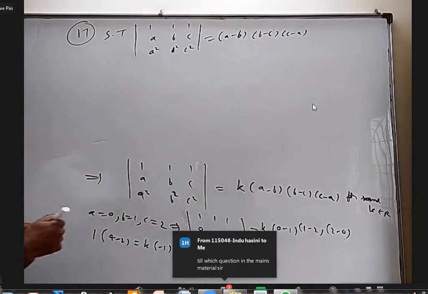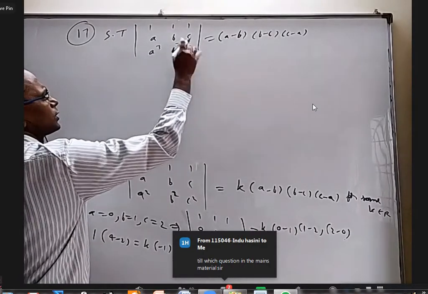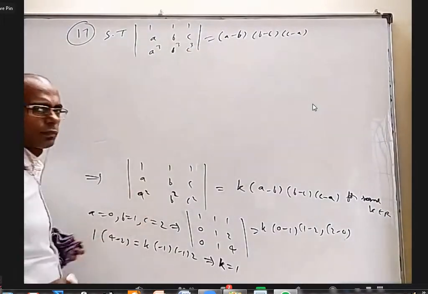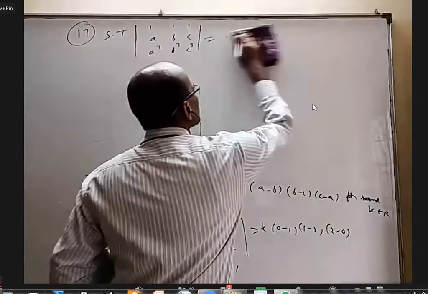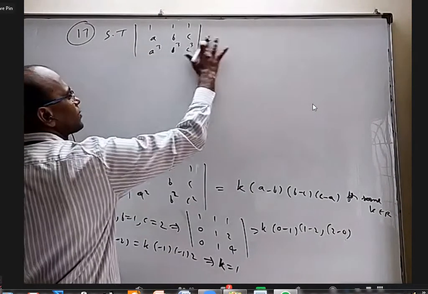Okay, I want to change the 17th question to here as A cube, here B cube, here C cube. Like the previous question, anybody want to guess what kind of answer can come here?